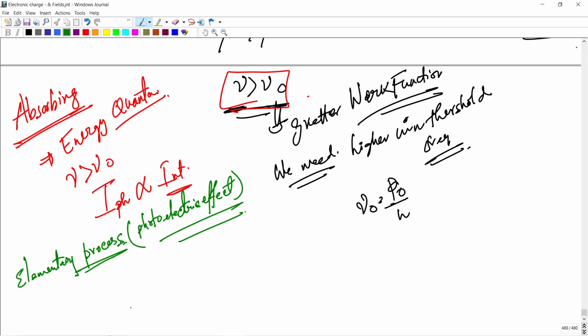Elementary process. This mainly involves absorption of a light quantum by an electron.